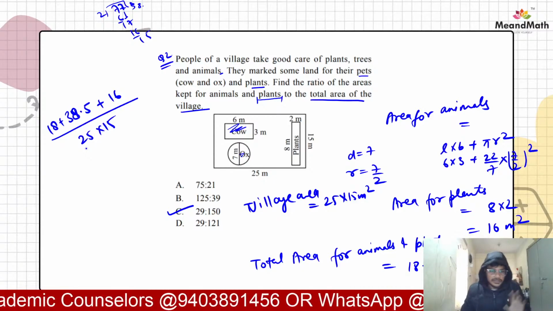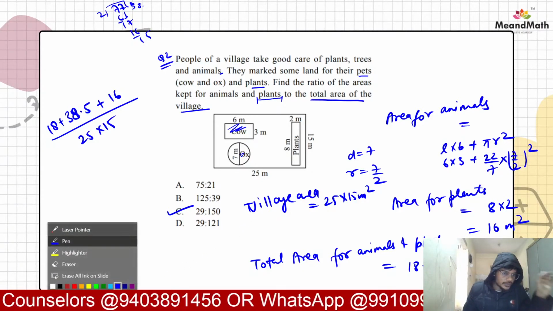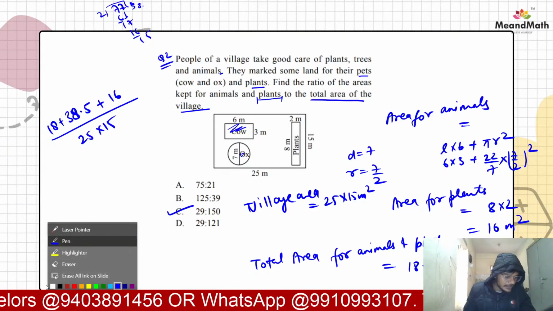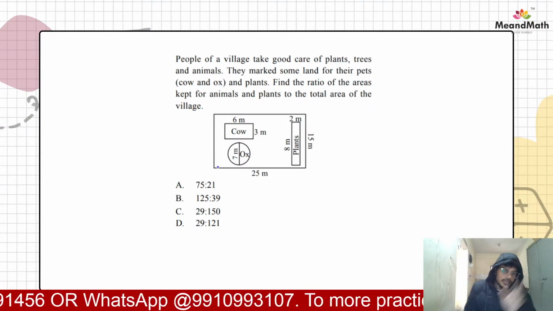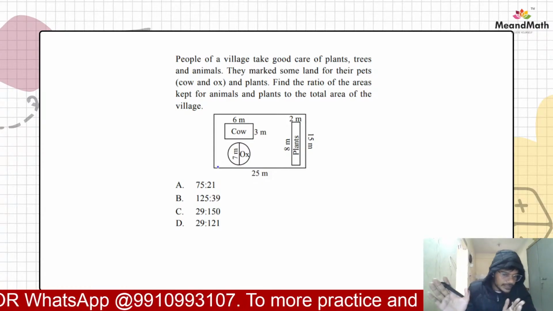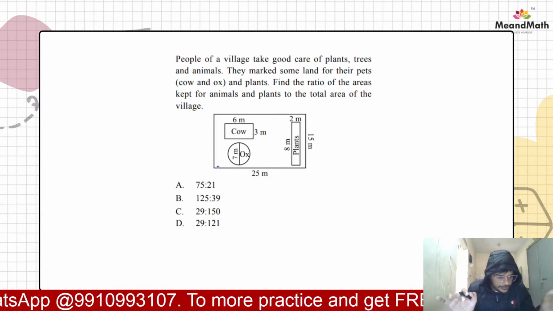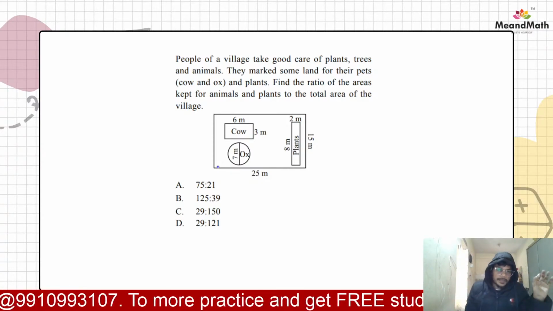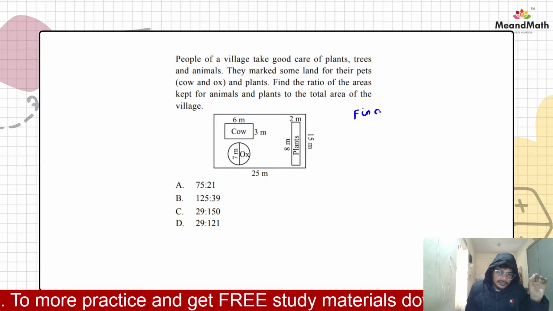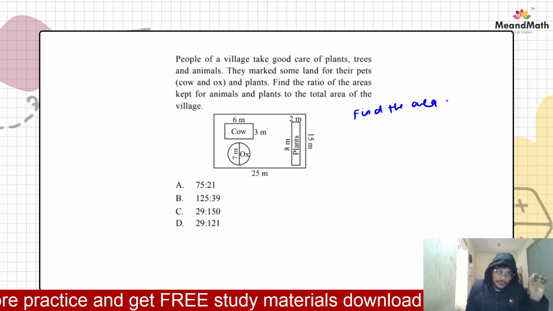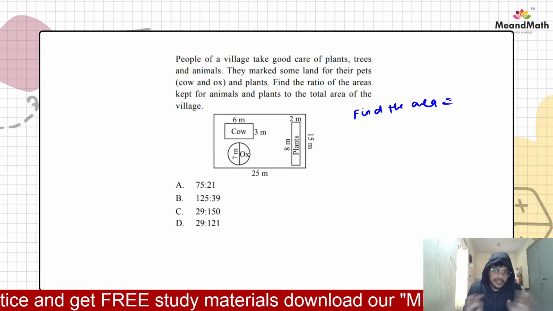Okay, Satvik. Okay, see, I am doing this question again. If you have any doubt, then you can ask me again. Okay, see, first of all, leave everything. First, listen to this part. You have to first find the area for cows, right? Simple. Find the area for cows.